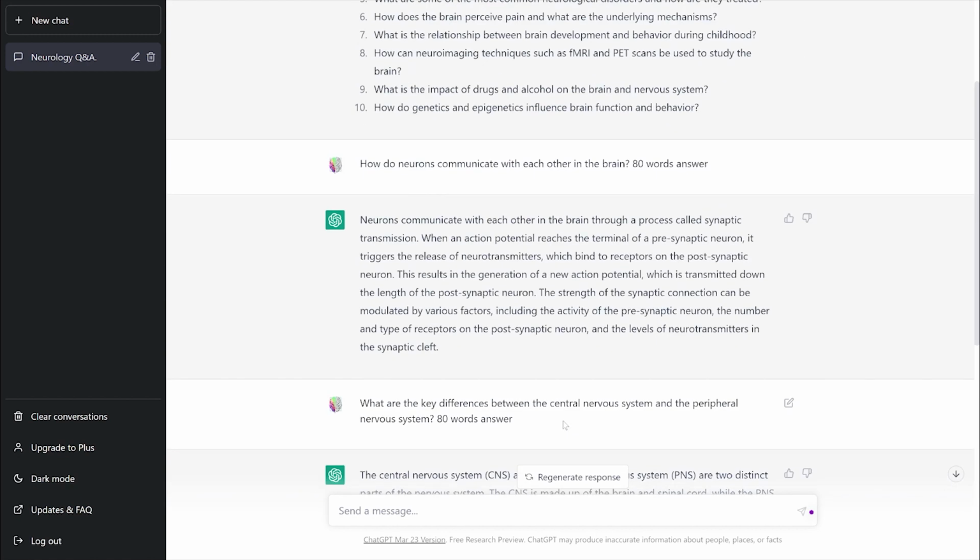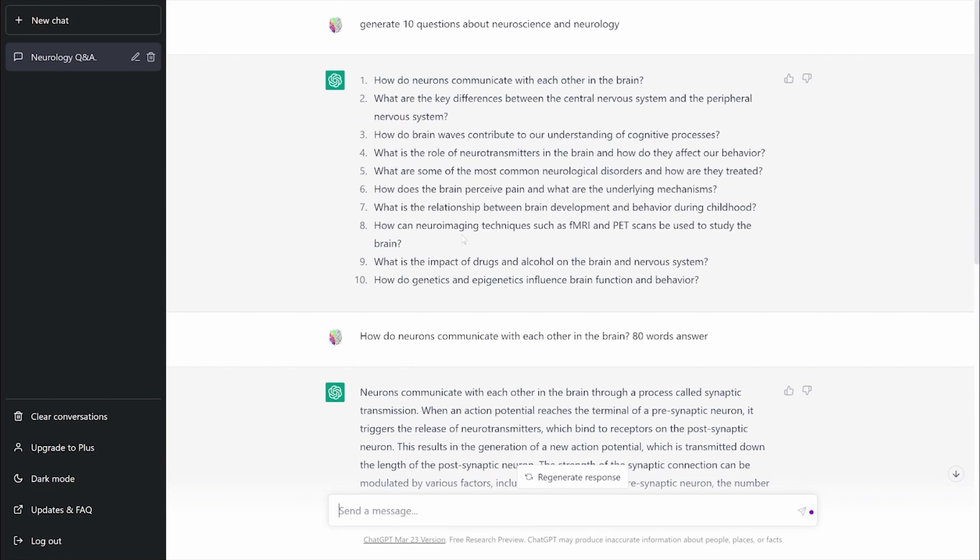All right, let's move on to the next question. So it's going to be question 4. What is the role of neurotransmitters in the brain and how do they affect our behavior? Okay.